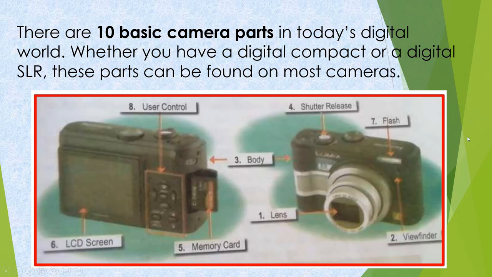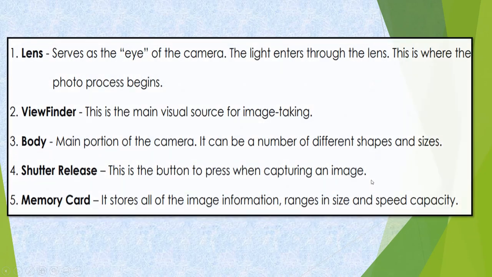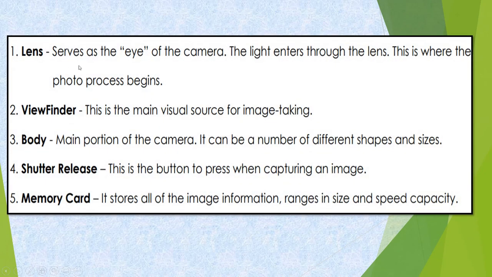So let us give the definitions of the following 10 basic camera parts. Number 1 is the lens. The lens serves as the eye of the camera. The light enters through the lens. This is where the photo process begins. Number 2 is the viewfinder. This is the main visual source for image taking. Number 3 is the body, the main portion of the camera. It can be a number of different shapes and sizes.